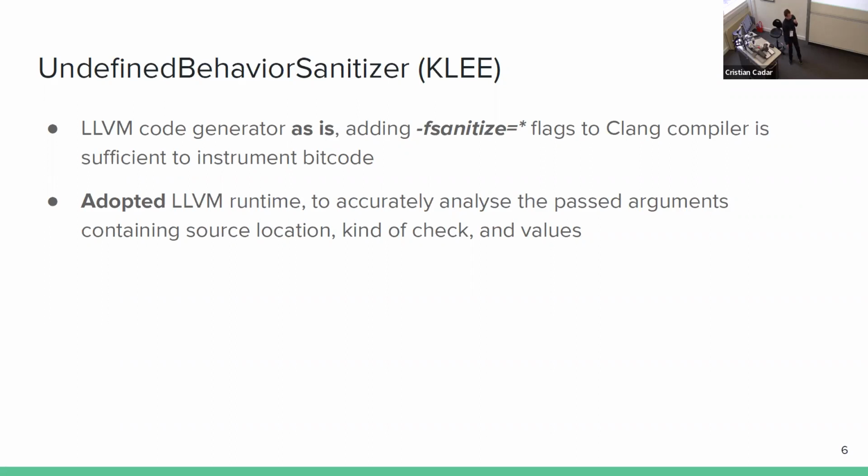We decided to use the LLVM code generator as is. I believe that LLVM has very smart checks and we can't do any better than that. And to exploit these features, just adding flags to the Clang compiler is sufficient, and you get your bytecode instrumented. It's also necessary to turn the adopted LLVM runtime into our own KLEE library runtime, and it makes it possible to analyze data and report error tests.